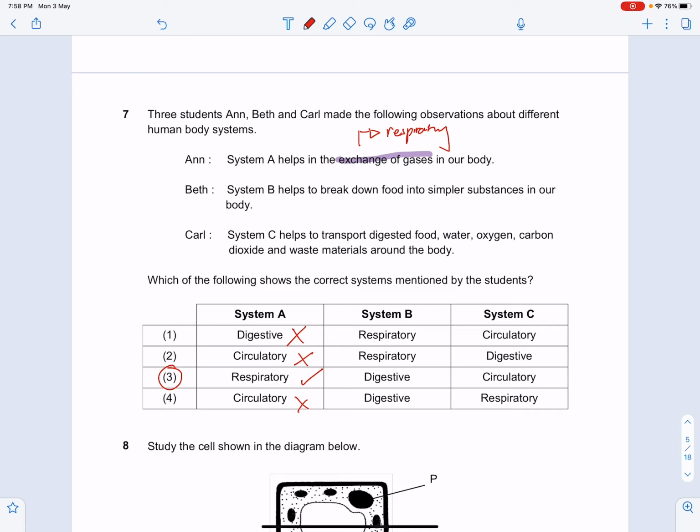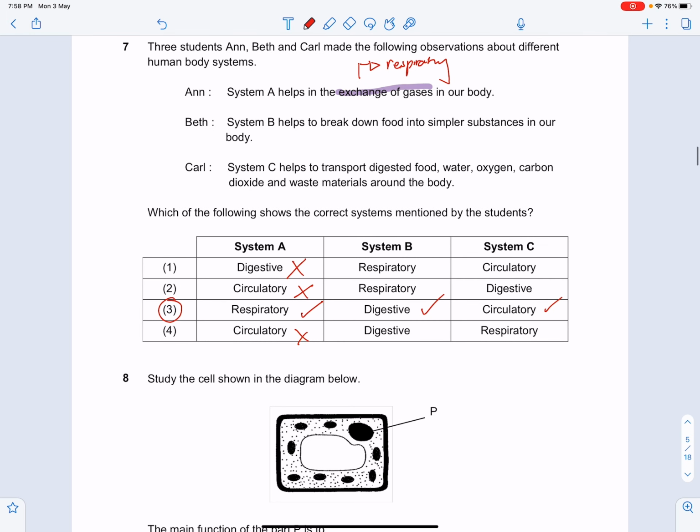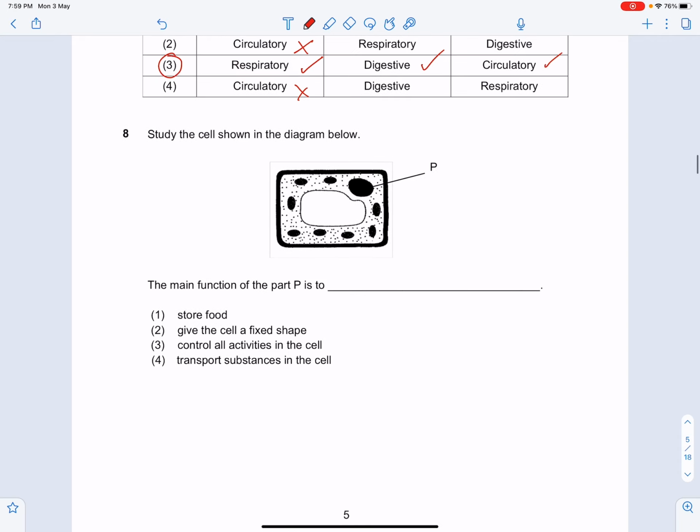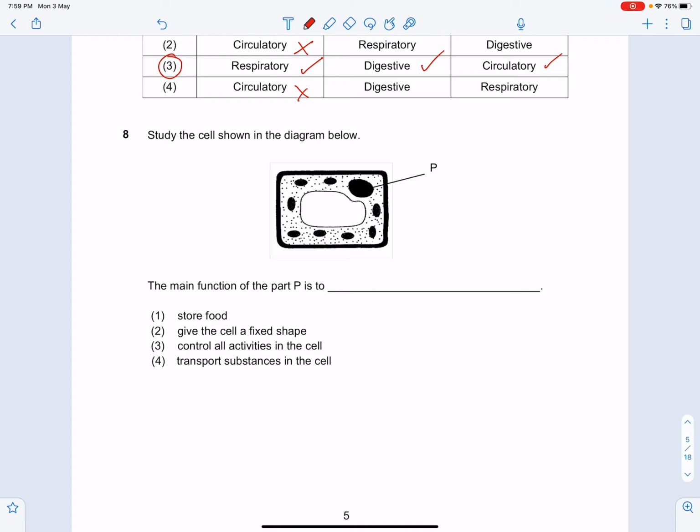Beth said that system B helps to break food into simpler substances in our body. That will be our digestive system, which is absolutely true. And Carl said system C helps to transport. You know your circulatory system deals with transport, and there you have it. Bingo, the answer is number 3. So what I've done here is show you how to use the elimination method both to confirm our answer and to save time. Now in question 8, study the cell shown in the diagram below.